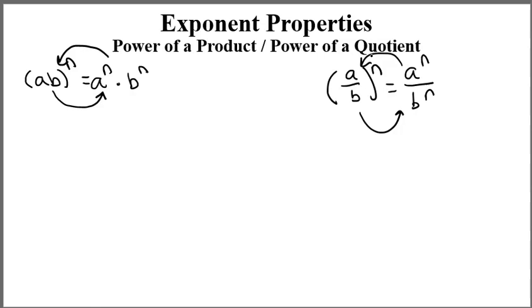So let's do a couple examples of each of these. Let's try this one. Let's do this in red. Okay, so let's go: 4x cubed y to the fifth, squared. Okay, so I want to simplify this.